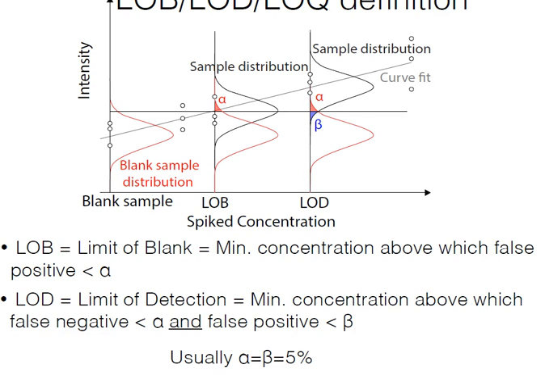If you look at the calibration curve, this part was actually shown before too. You basically have the LOB here, which is the upper bound for the noise. You get this area here, which is 5% of the normal distribution. And then at the LOD, you have 5% above and then 5% below.